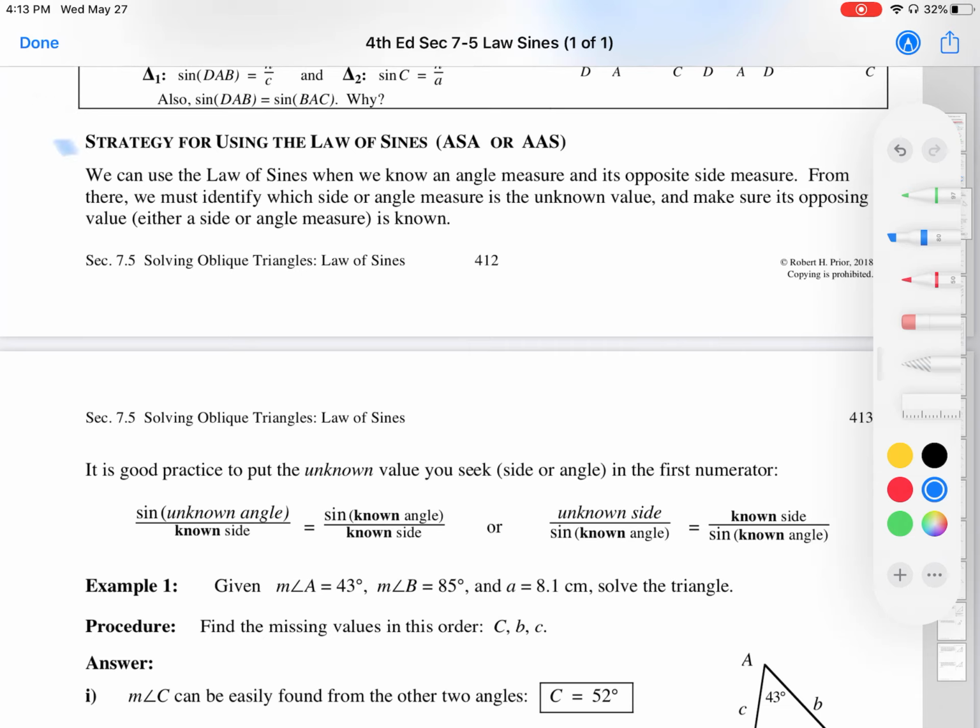Your strategy for using law of sines for angle-side-angle or angle-angle-side: we can use the law of sines when we know an angle measure and its opposite side measure. So you're given a whole proportion. If you know angle A and side A, that's law of sines. If you're given angle B and side B, or angle C and side C, that's a law of sines case. From there, you must identify which side or angle measure is unknown, and make sure the opposing value, either a side or an angle measure, is known.